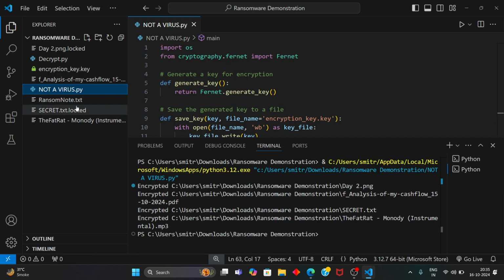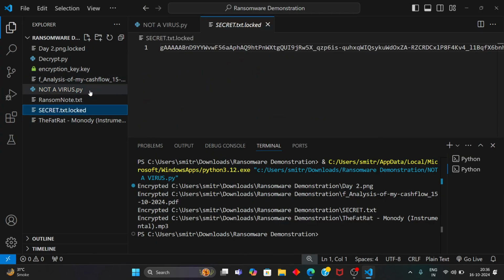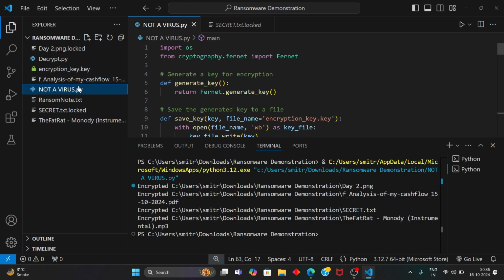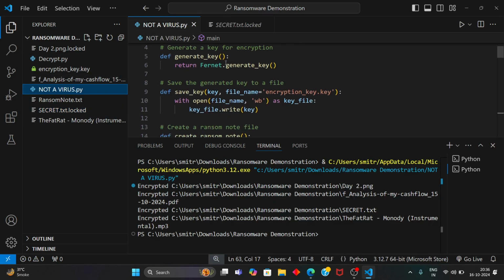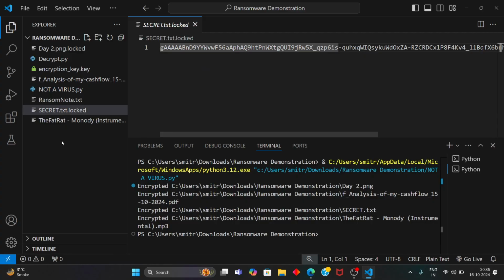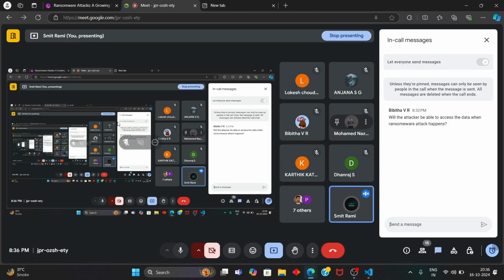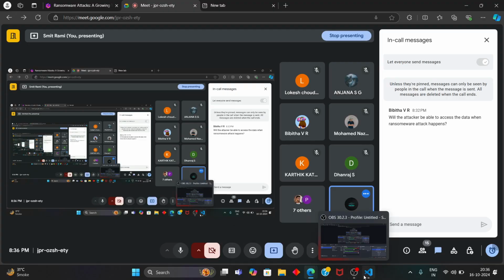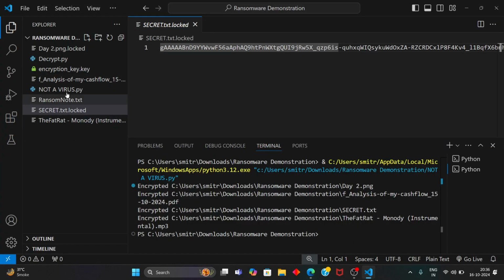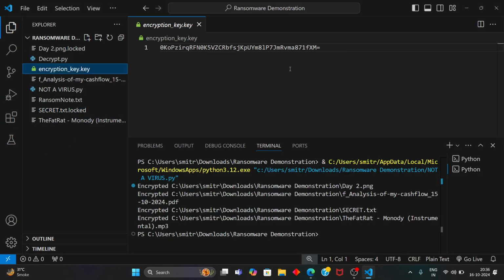So as you can see, the data is encrypted here, and obviously I made this specific ransomware to affect this folder only, because if I make it encrypt each and every file of my system, then I will also lose lots of my files. So yeah, this is the thing, and here we have an encryption key.